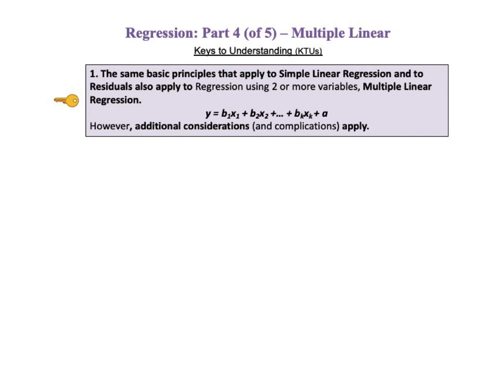As usual in the book and in these videos, we'll go quickly through a list of keys to understanding, or KTUs, to give you the overall picture on one page. And then we'll go into detailed explanations of each of the keys. For this video, there are 5 KTUs. The first key tells us that the same basic principles that apply to simple linear regression and to residuals also apply to linear regression, which uses 2 or more variables, that is, to multiple linear regression. However, additional considerations and complications apply, and here is the form of the equation for the regression model.